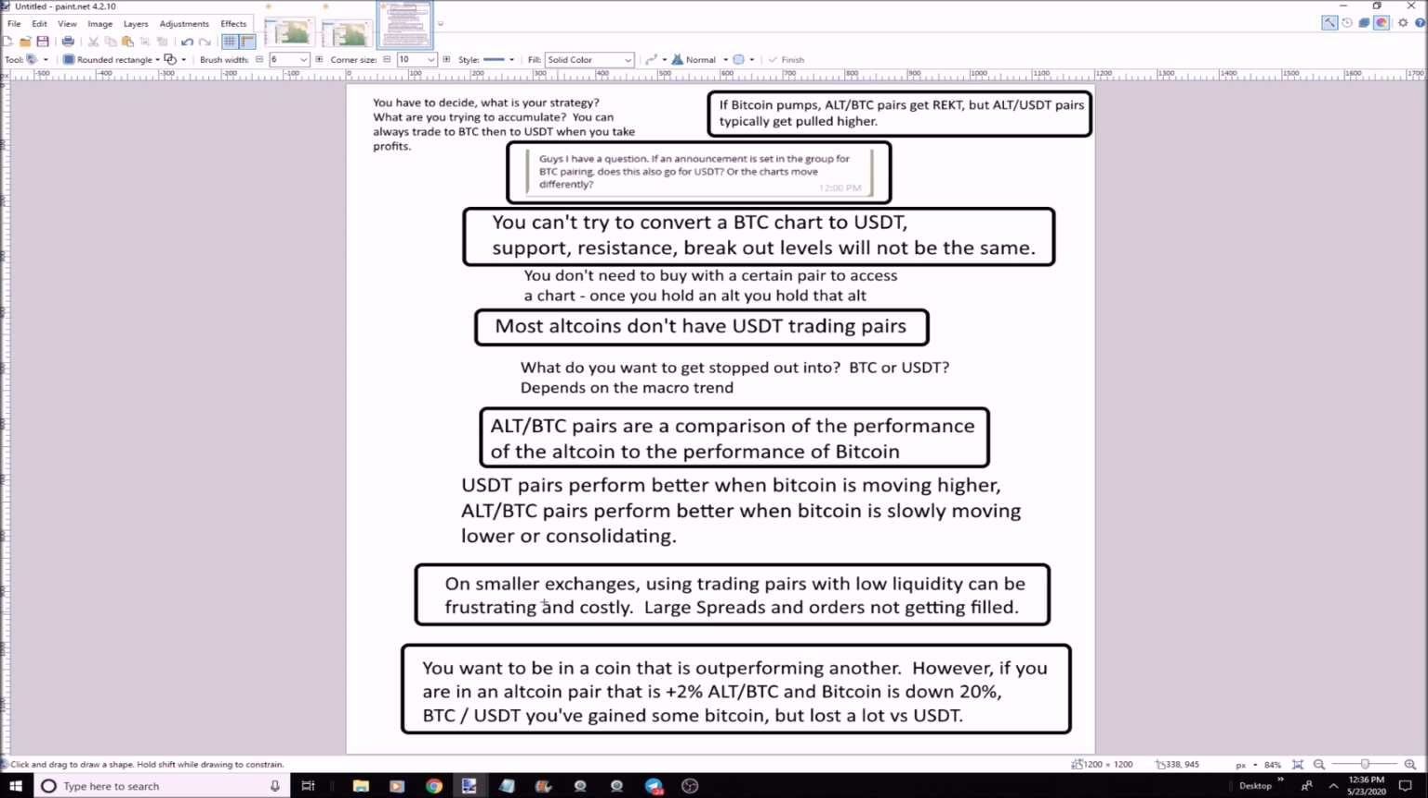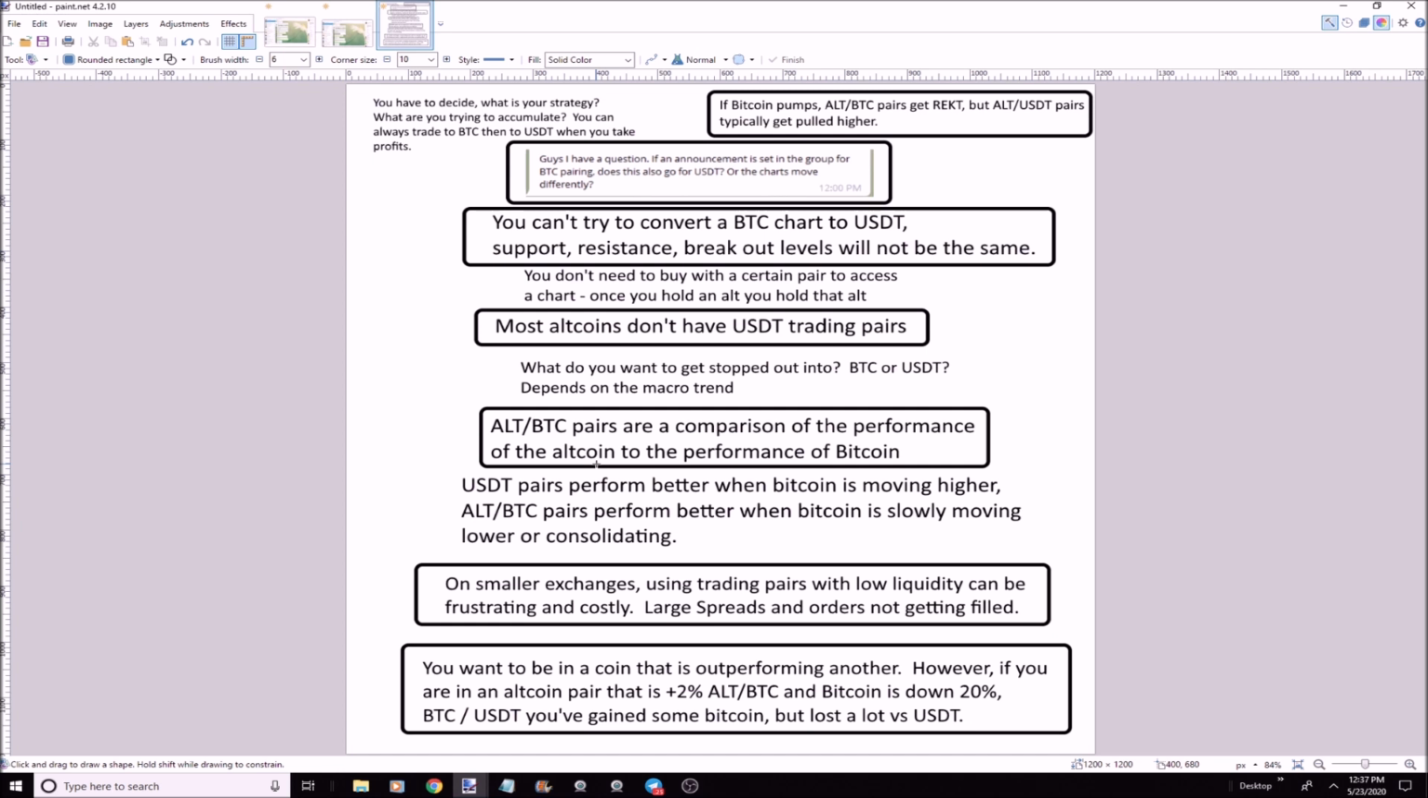And so that's something to consider. If Bitcoin's moving sideways, it's not getting completely destroyed, your alt BTC pairs, I like to trade them better. When Bitcoin is moving sideways like that, you get the smaller and mid cap coins as well. And so, for a lot of people, it's a big adjustment.